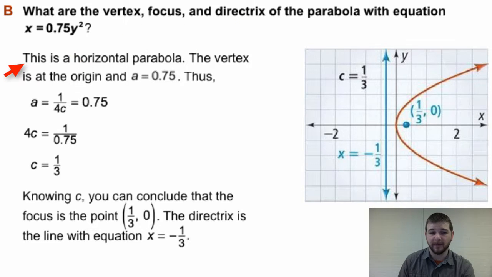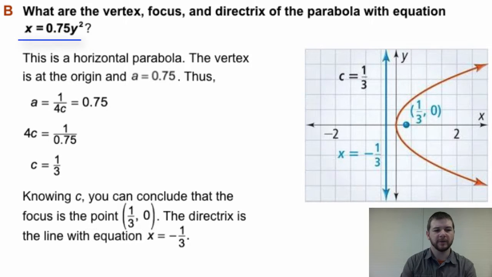This is a horizontal parabola. We notice that right away because of the x equals 0.75 y squared, as opposed to having something like y equals 0.75 x squared. So knowing that this is a horizontal parabola, we note also the vertex is at the origin. We can recognize that simply from the form of the equation being x equals 0.75 y squared, not having a plus y or a plus 3y or plus some constant to the right.